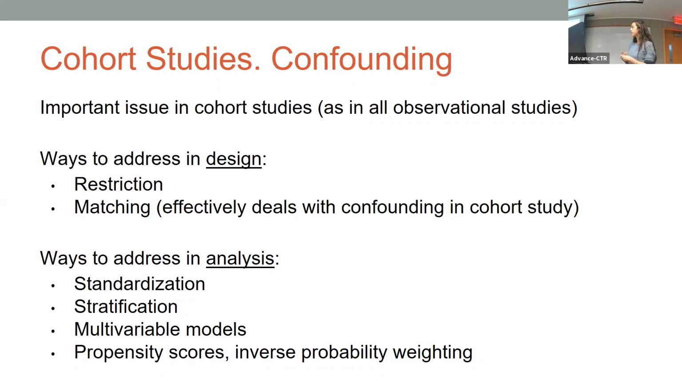Confounding can also be addressed in the analysis phase by stratifying all of your measures of association. So for example, with those 2x2 tables, you could create multiple tables based on different variables. And therefore you'd have multiple relative risks depending on whatever variable you're stratifying by. Another way to address it is using multivariable models that try to control for these confounders. And then finally, using propensity scores or inverse probability weighting.